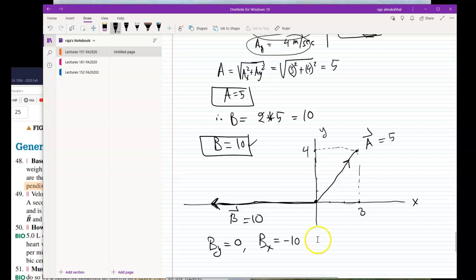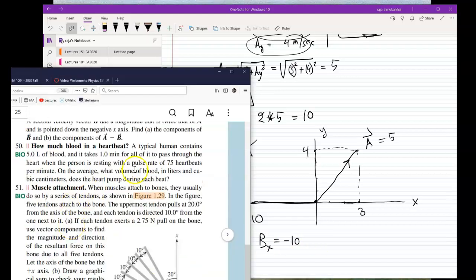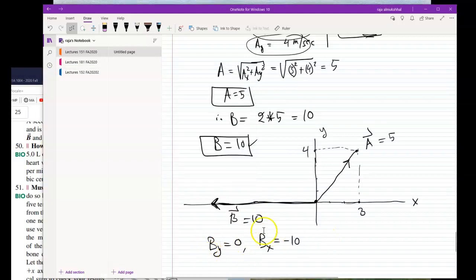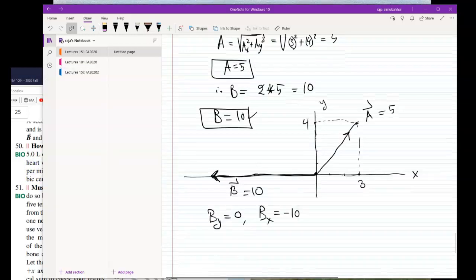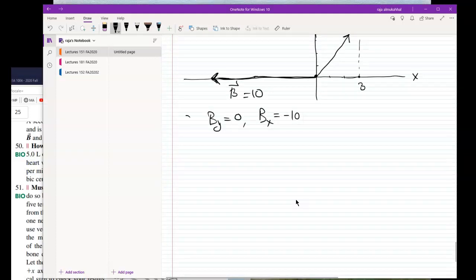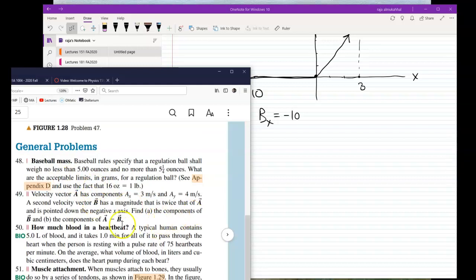So now let me go back. I think I'm done with the problem. He says, find the component of B. Well, there they are right here. I found them. And that's part A. And part B, he says, find the component of A minus B.